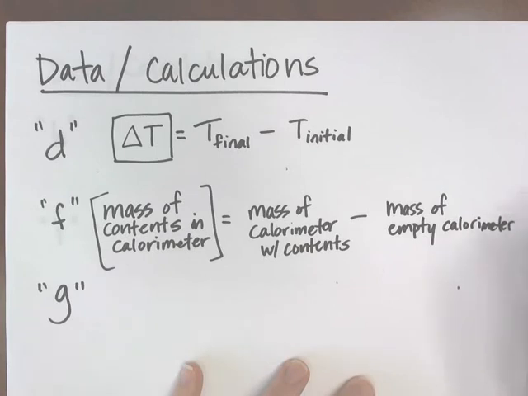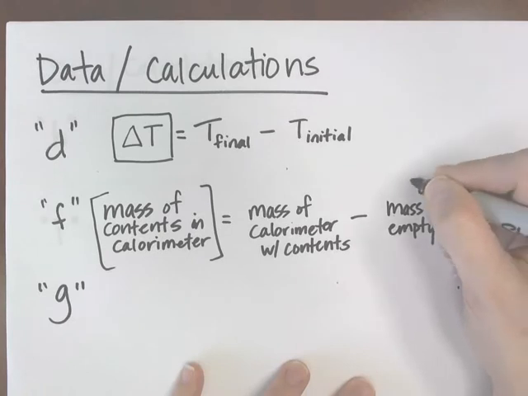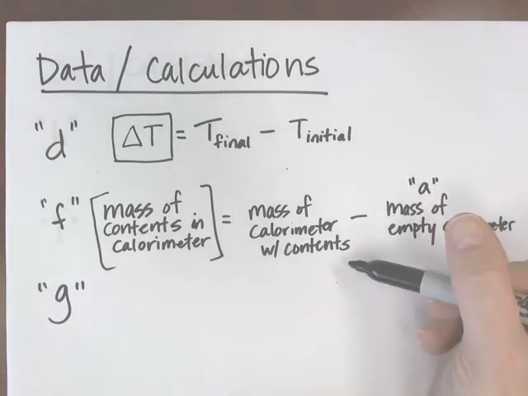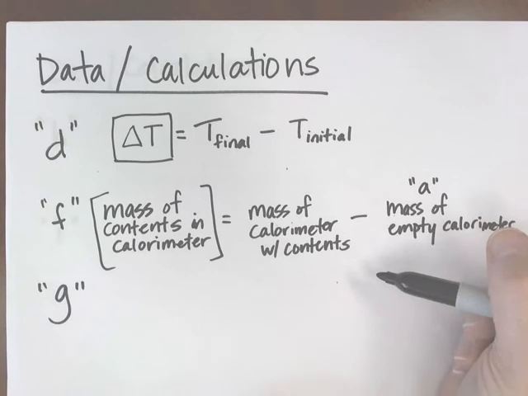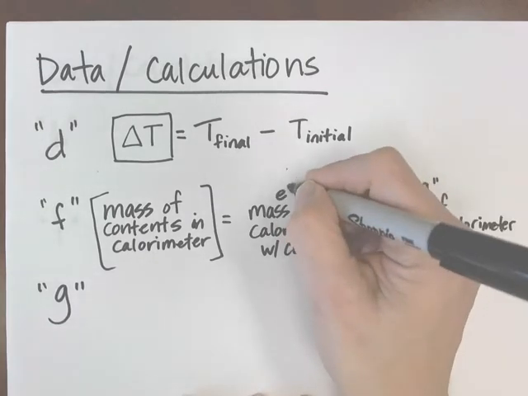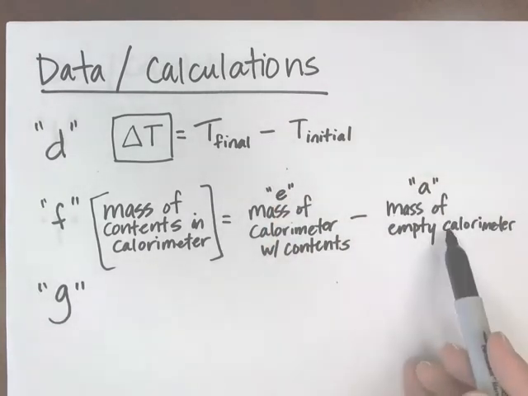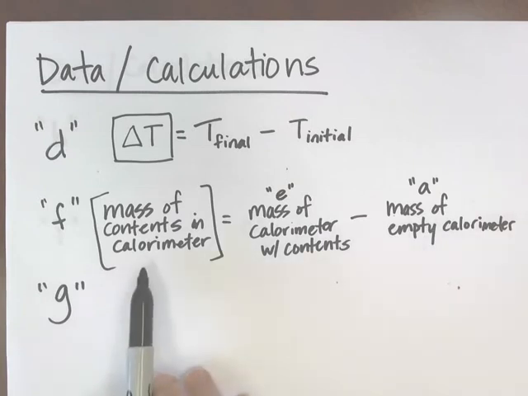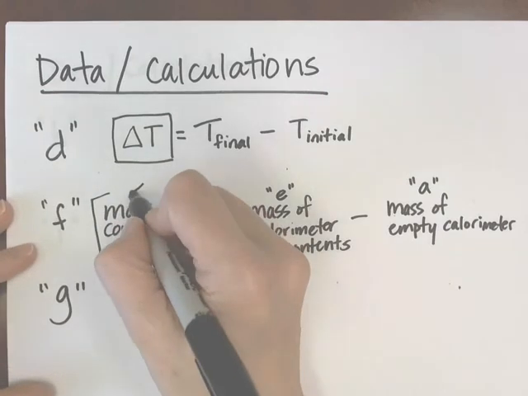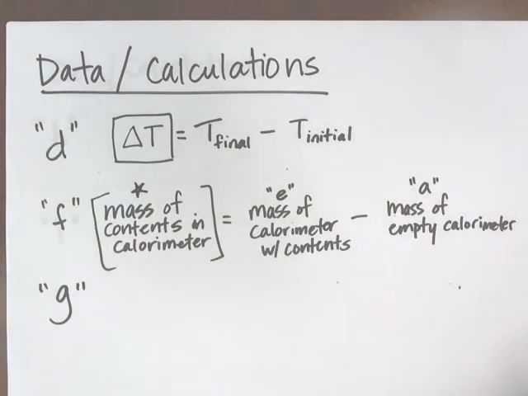Alright, so this data you'll be collecting, and actually you're specifically going to report the mass of the empty calorimeter in part A, and then at the end of your experiment you're going to measure the mass of it, and that will be reported as part E. So we're going to use those two pieces of information to find part F. We want to know what's inside the calorimeter, and this is actually the value that we're going to use in the heat calculation.